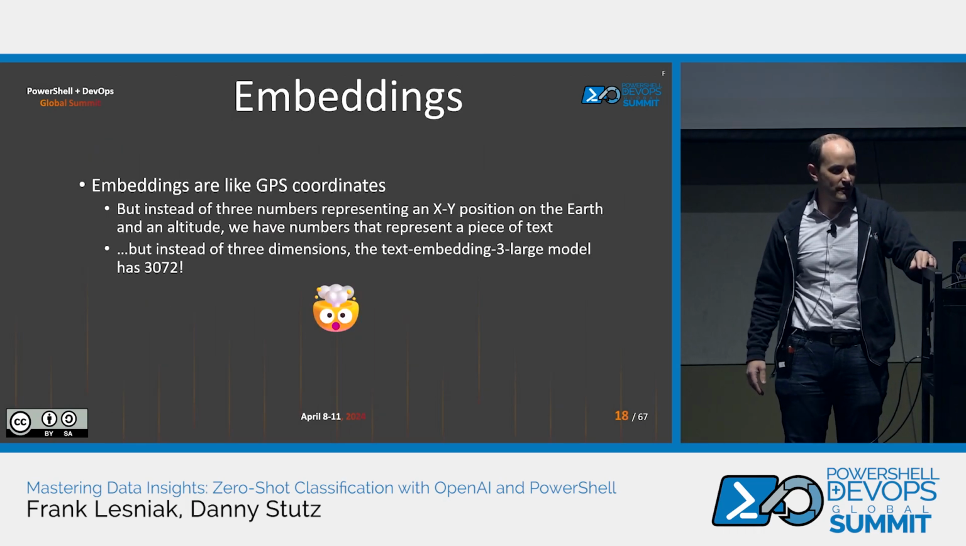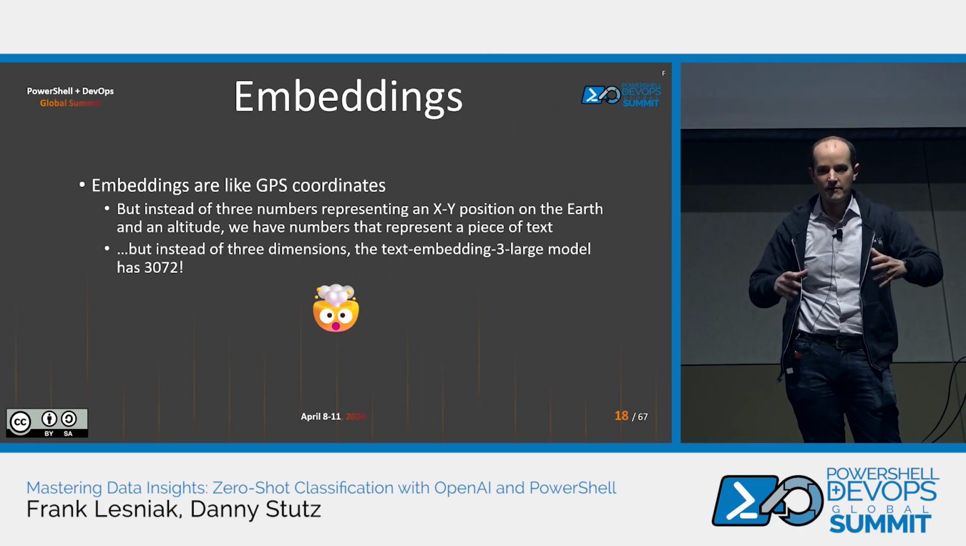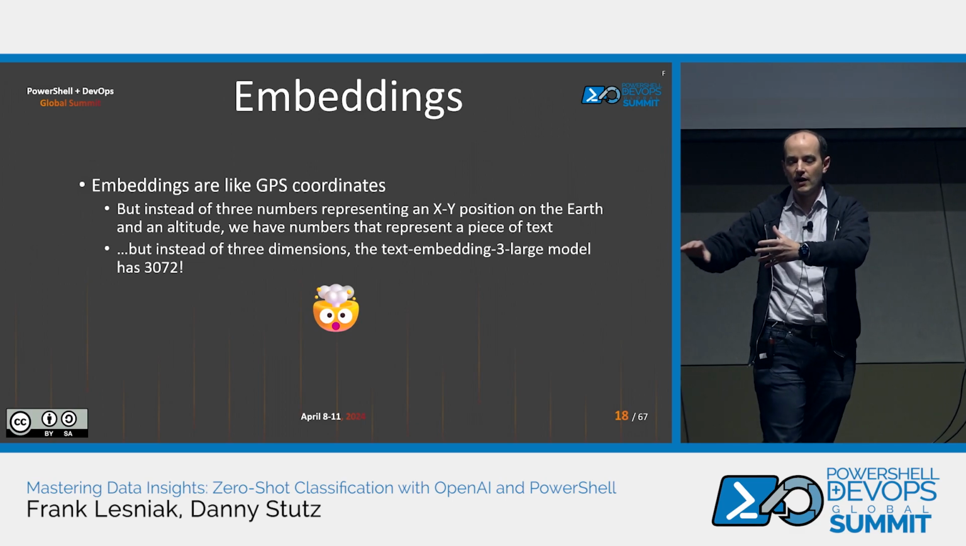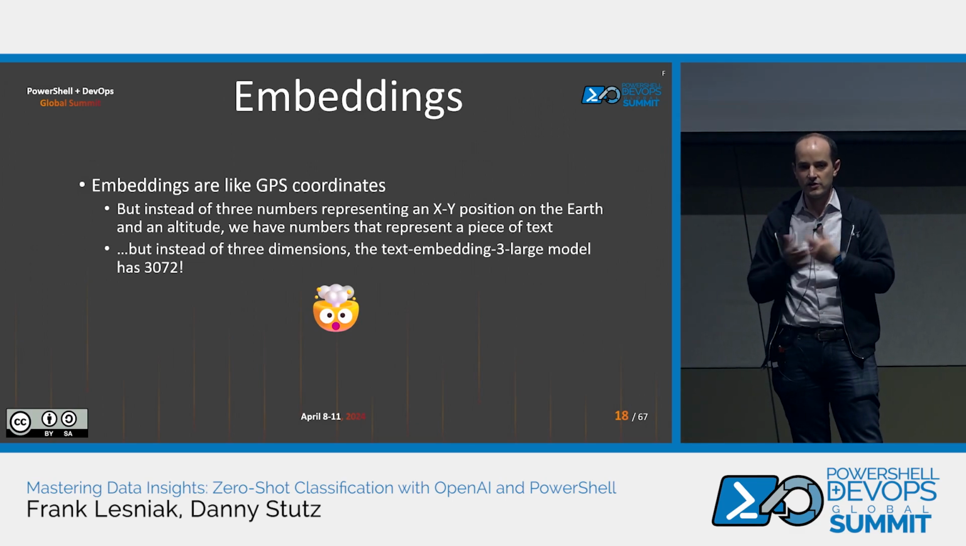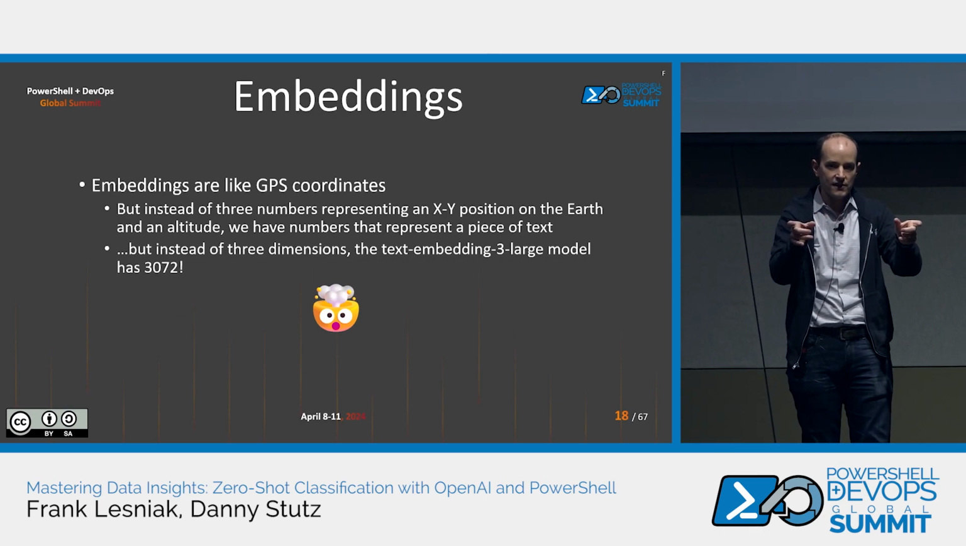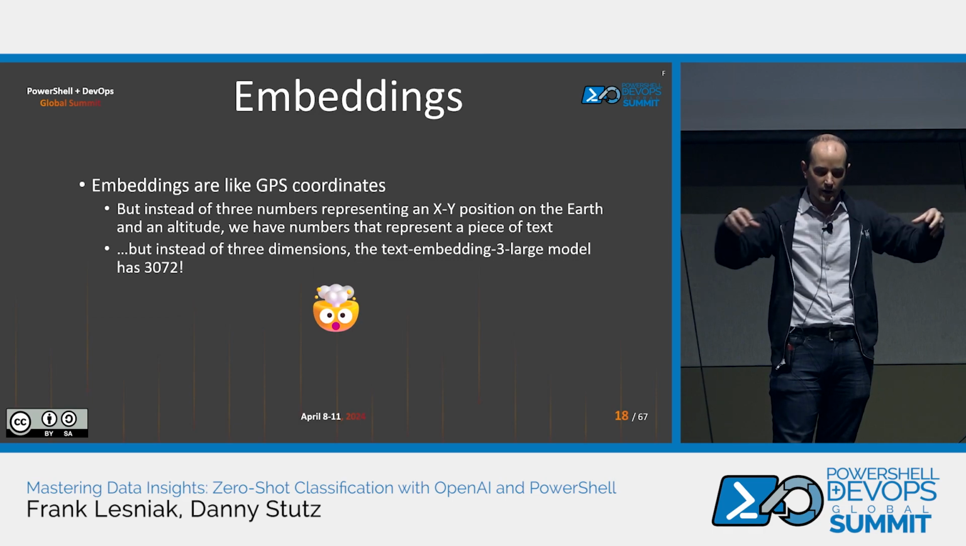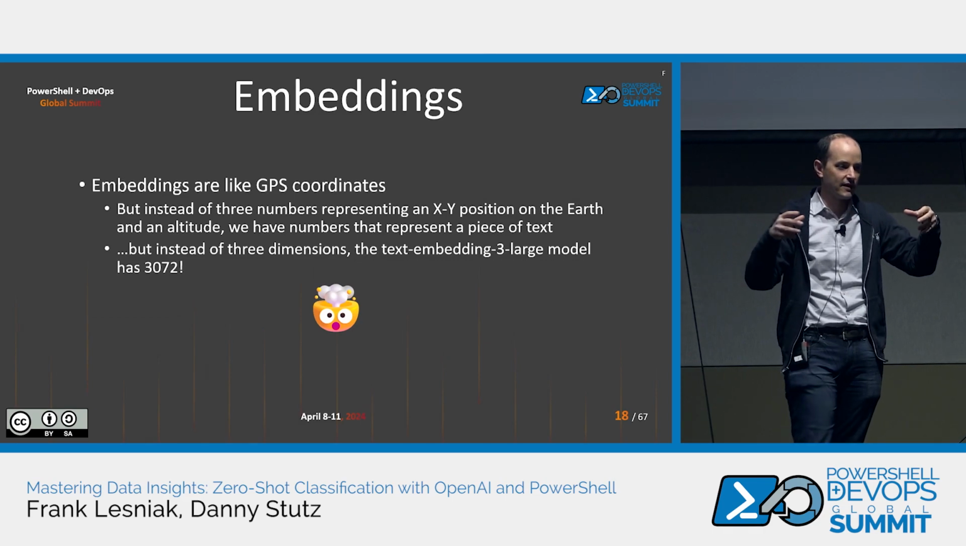Okay, and then I've got a couple more before I hand the mic back to Danny. So embeddings. This is going to be the first data science-y thing we do. Embeddings are, like the slide says, like GPS coordinates. Think of it as you've got a block of text, and embeddings tell the large language model what that text represents. It's the best way I can describe it.